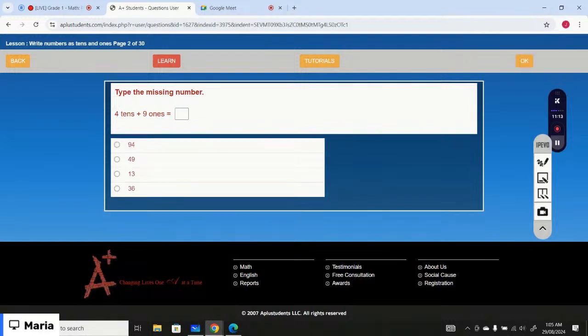Okay, the next one is type the missing digit, 4 tens and 9 ones. So which number do they make? Yes, 4 tens and 9 ones. That means 9 is at the ones position and 4 is at the tens position. So the number they make is 49. The correct option is 49. Option number 2 is the correct option.